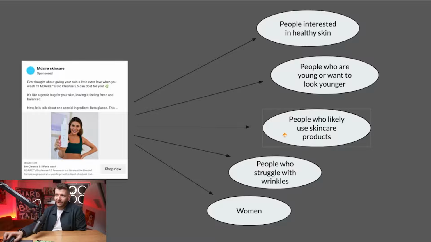It will show your ads to people who are likely to use skincare products. Why? Because you mentioned skin in your ad copy. Literally, the page name says skincare. The person here looks like they have pretty good skin.